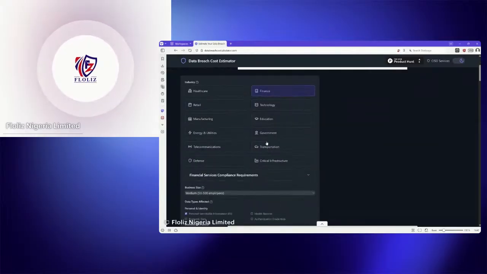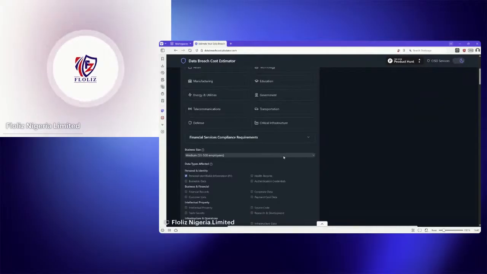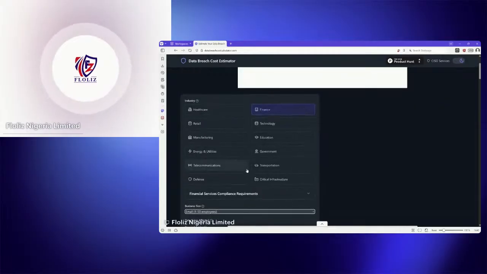I've clicked on finance. So I'm going to estimate the number of employees. Let me go to, let's say, 501 to 5,000. But many of us may not fall within that threshold, so let us make it more realistic. Let me do 1 to 50. Yes, many of us may fall between 1 to 50 employees.